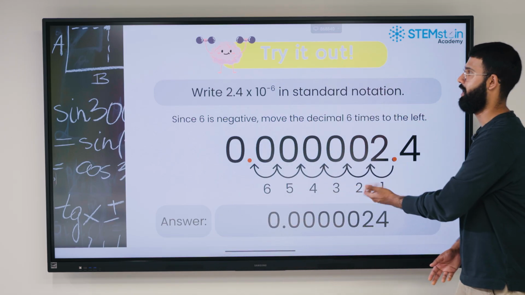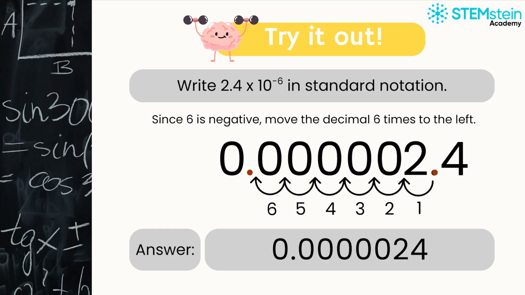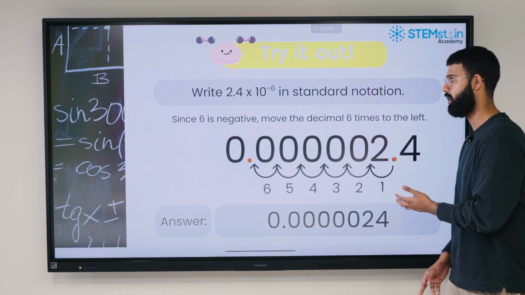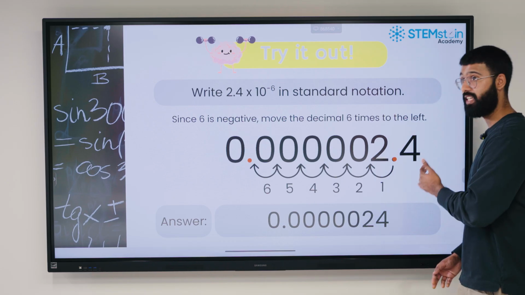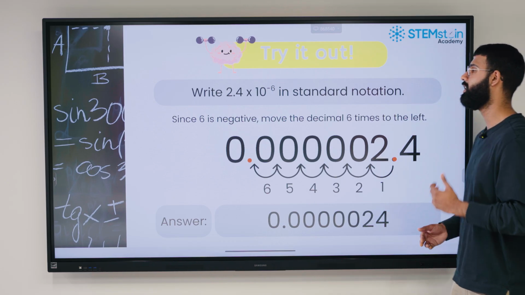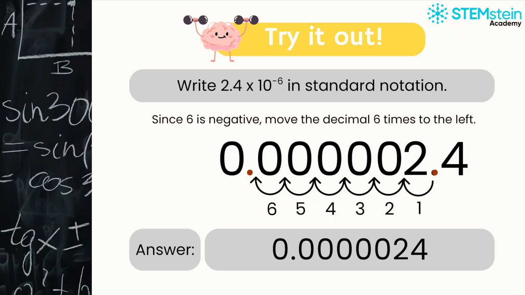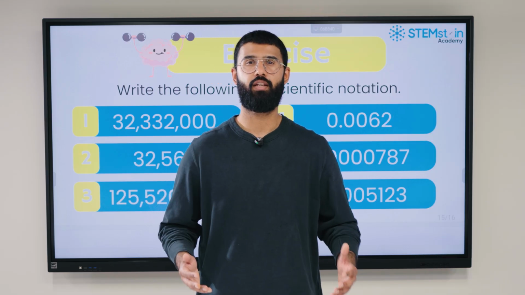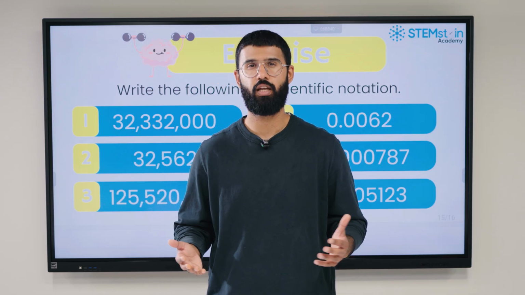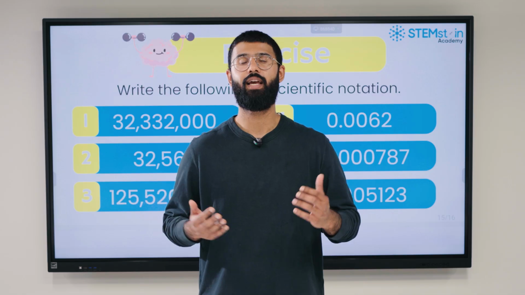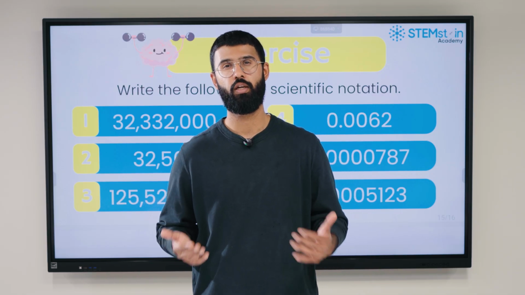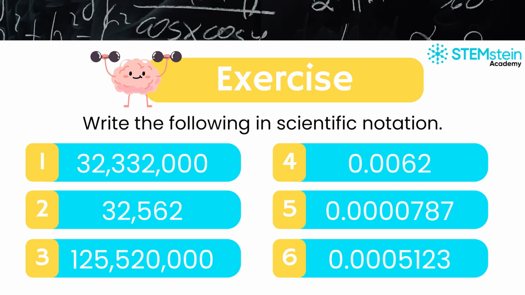Now, let's try a different example. We have 2.4 times 10 to the power of -6. The exponent this time is a negative number. So we're going to move the decimal place 6 times to the left. And we're going to end up with a very small number in 0.000024. We now understand the components of scientific notation, how to write scientific notation, and how to convert scientific notation. So I want to place the math in your hands and want you to try these exercises.